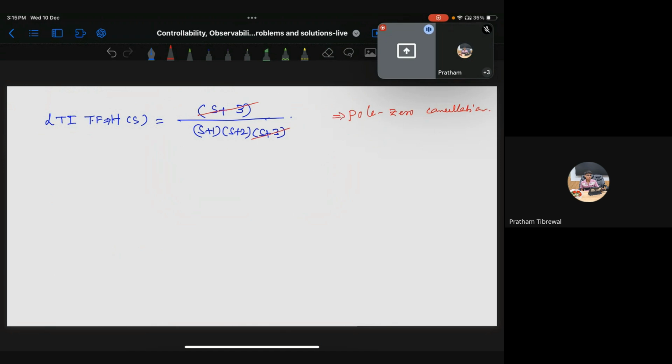Whenever there is a pole zero cancellation, that will affect the system controllability and observability. So now what does our transfer function look like? We can call it a reduced transfer function, which is 1 by s plus 1, 1 by s plus 2, which is equivalent to 1 by s square plus 3s plus 2. In general, these kinds of systems we can write as x1 dot, x2 dot in the controllable canonical form, CCF.